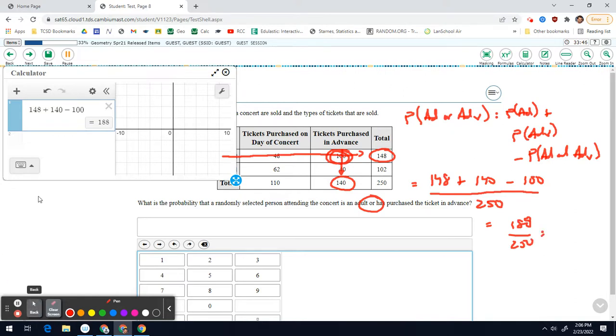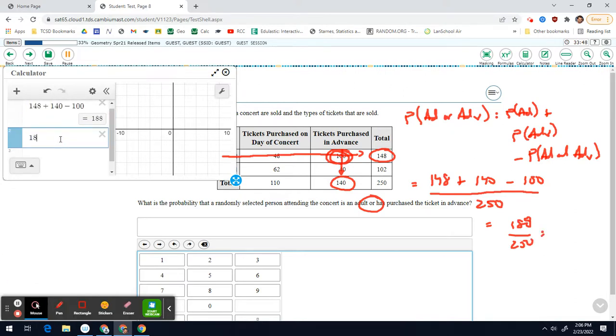And when you take 188 and divide it by 250, you get 0.752. And that's what I'd write down. I would just type out 0.752. No rounding necessary. So that is the general addition rule when you're doing an OR probability.